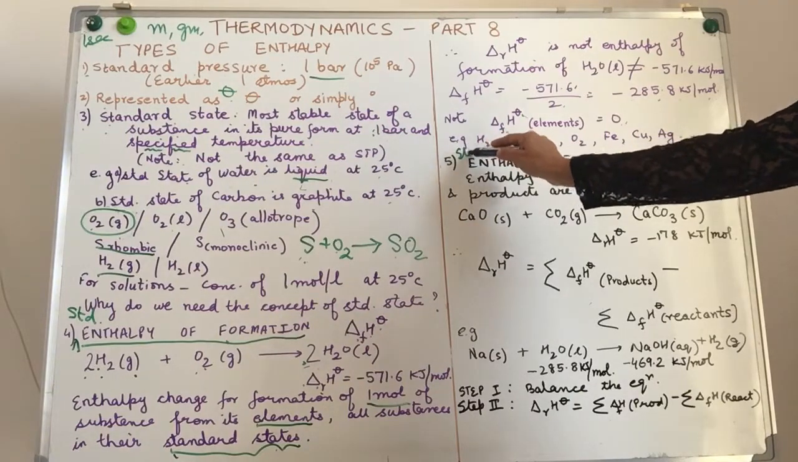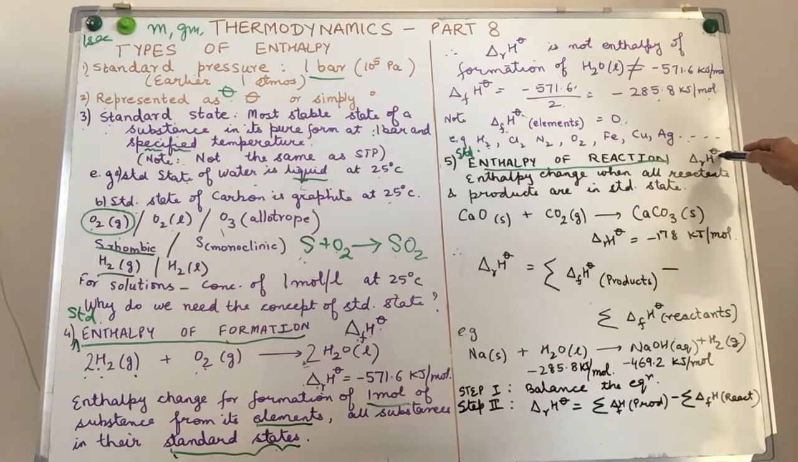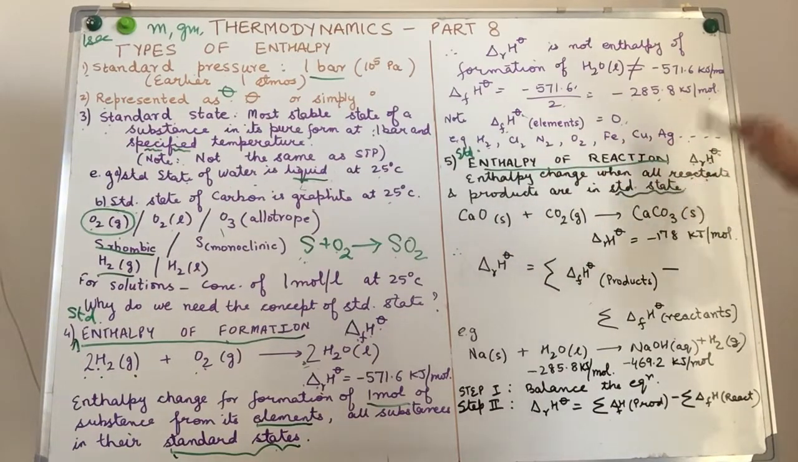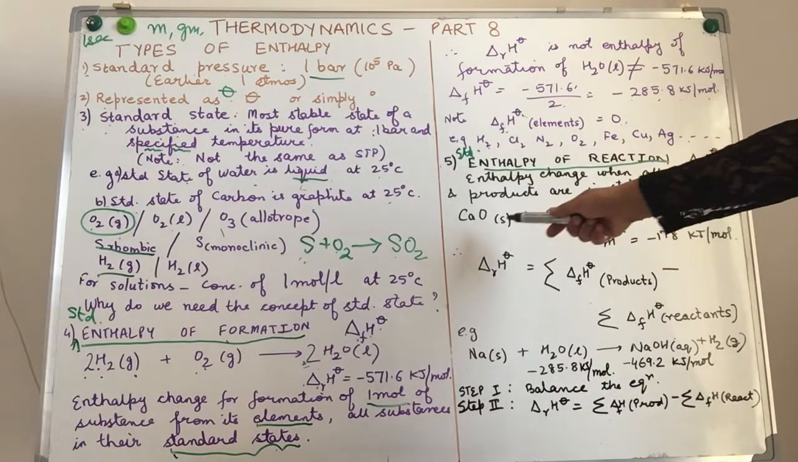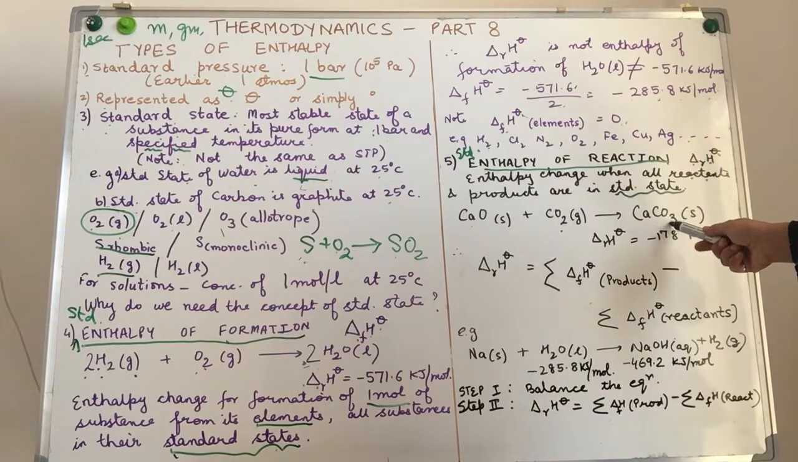Standard enthalpy of reaction. Standard, so we will put the naught sign over here, delta H R naught. The change in enthalpy of a reaction when all the reactants and products are in their standard state is simply called the standard enthalpy of a reaction. We've taken a very simple reaction over here: CaO plus CO2 gives you CaCO3.